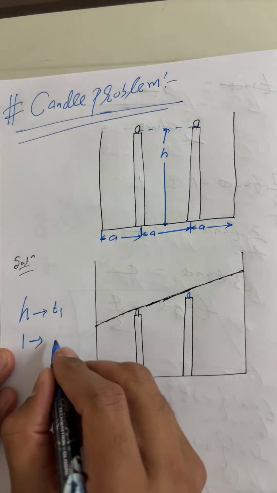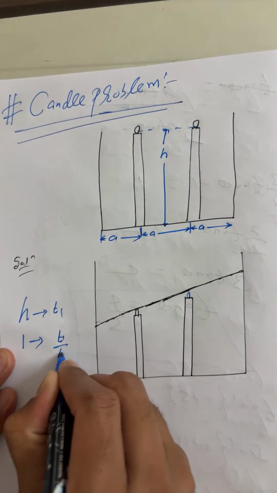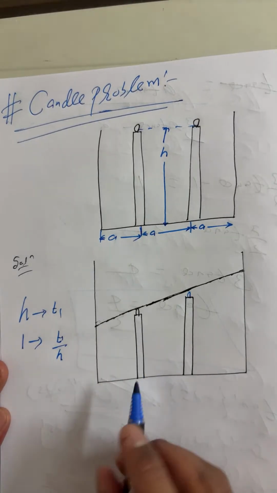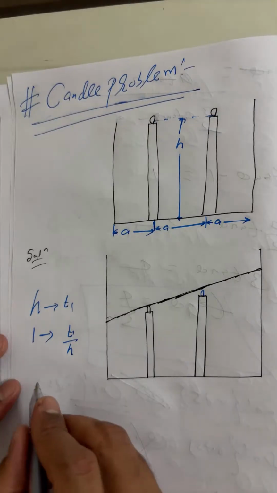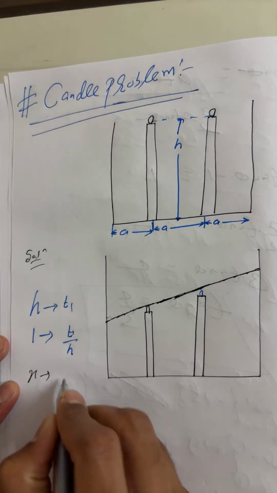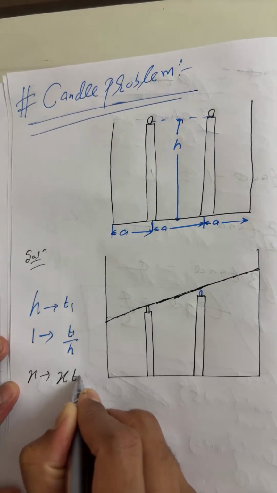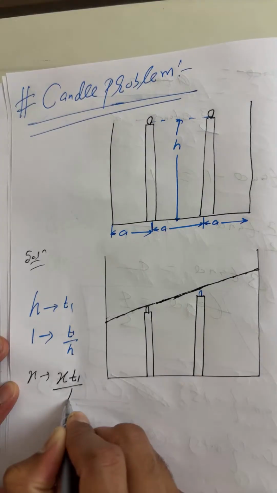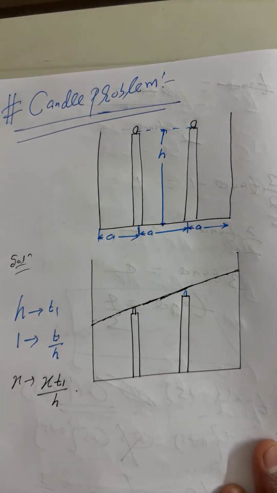So for 1 year, what you can write is t1 by h, right? Let us suppose I'm considering a condition of x. So for x, what you can write is x into t1 upon h. That is for sure.